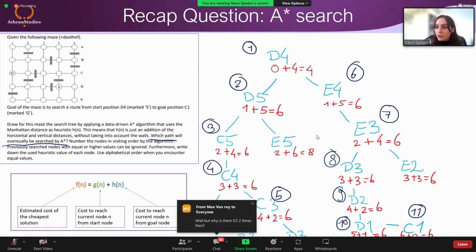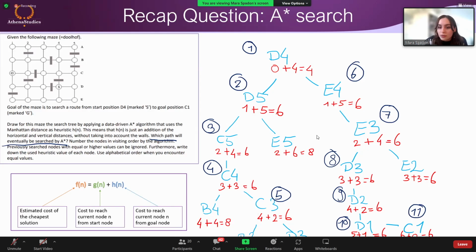Okay, I got a little question. Why is there D3 2 times? Yeah, it's under C3 as well. Oh, yeah. It was previously searched. You're right. But from the path we're taking right now, we're taking another path. So then in our case, the heuristic value would change.